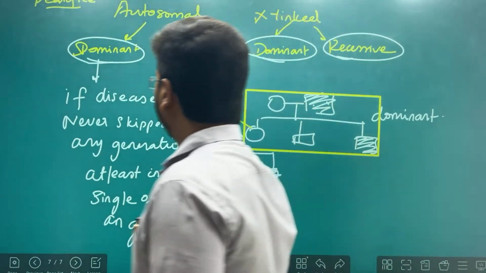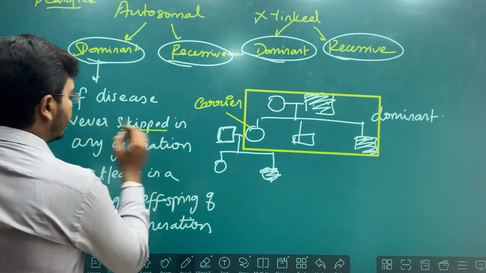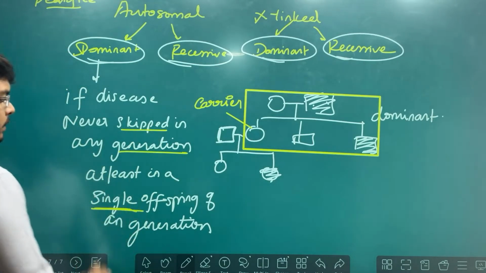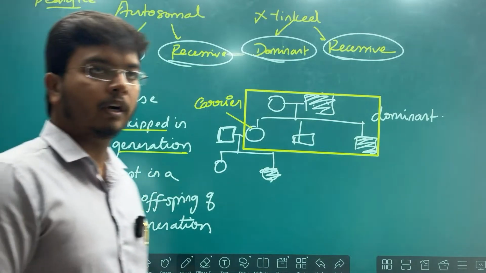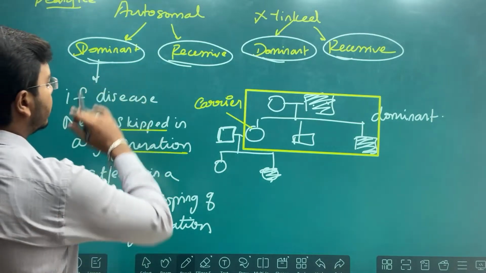Got my point? So, what is dominant? The disease should not get skipped. It should not skip in any generation. At least in a single offspring, I must see that disorder. Only if it is seen can I say it is dominant.